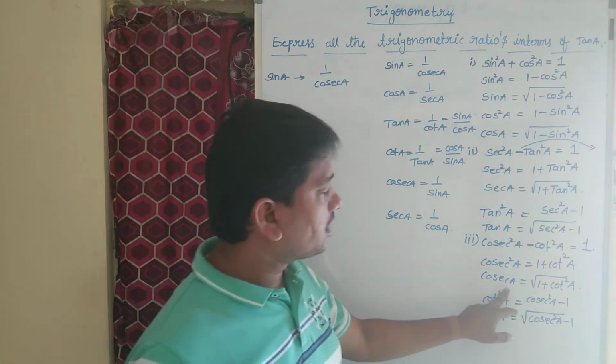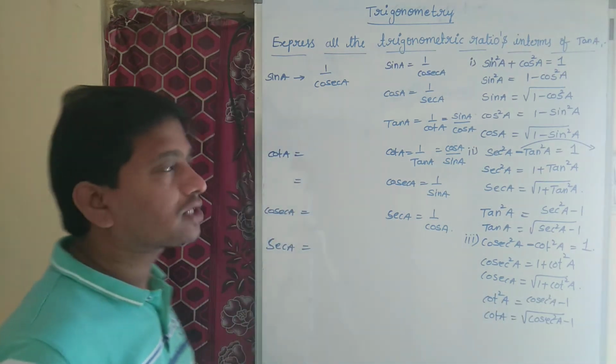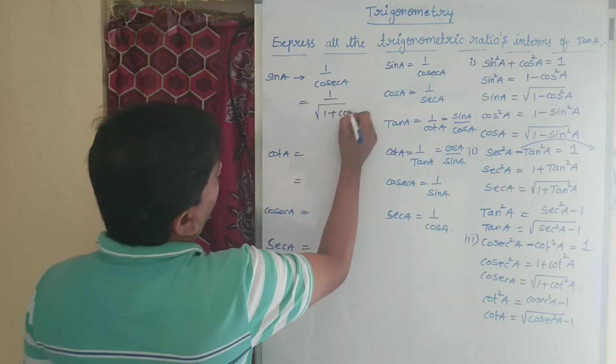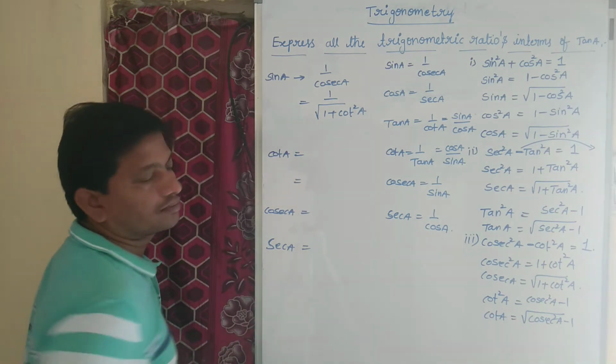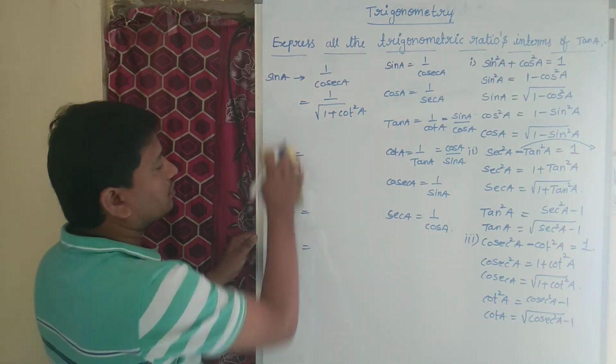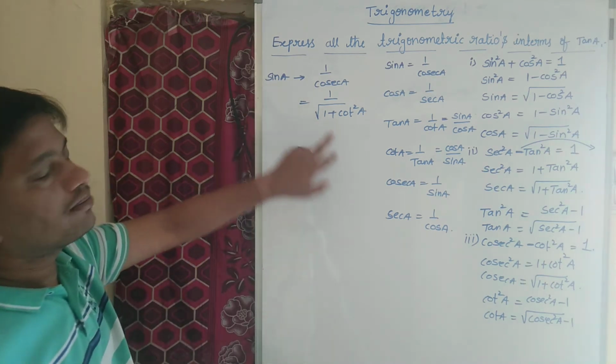What is cosec A, children? Cosec A is nothing but root over 1 plus cot square A. But they are asking to express sine in terms of tan.